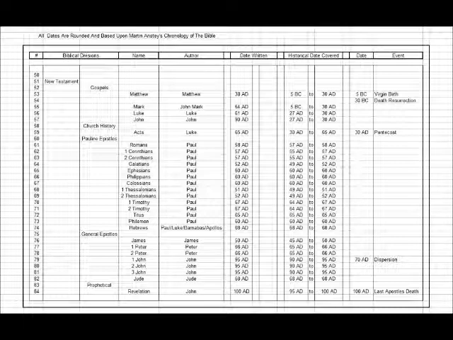We have one book that covers church history. That's the book called the Book of Acts. The man who wrote the book of Acts, most people believe, was Luke, the same man that wrote the Gospel of Luke. So you can see how Luke wrote 2 different books, the Gospel of Luke and the book of Acts.